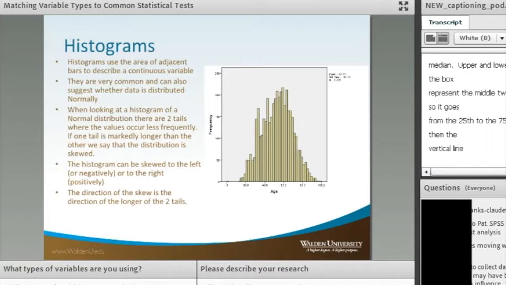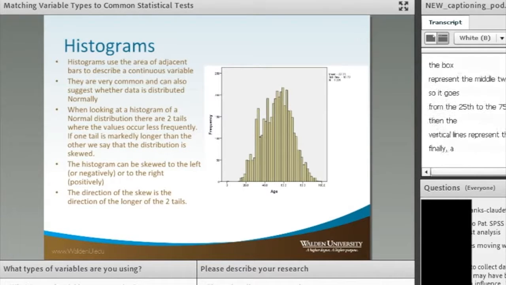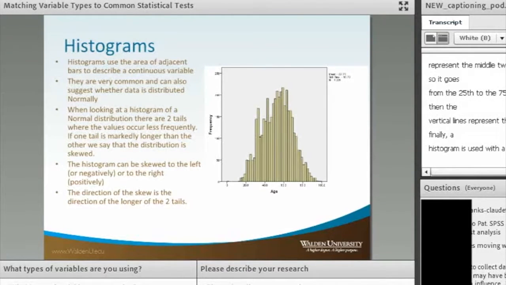And finally, a histogram is used with a continuous variable and illustrates the distribution of that variable. This is a great way to see if you have a normal bell-shaped distribution, but again, would not make sense if you're using this for a categorical value.